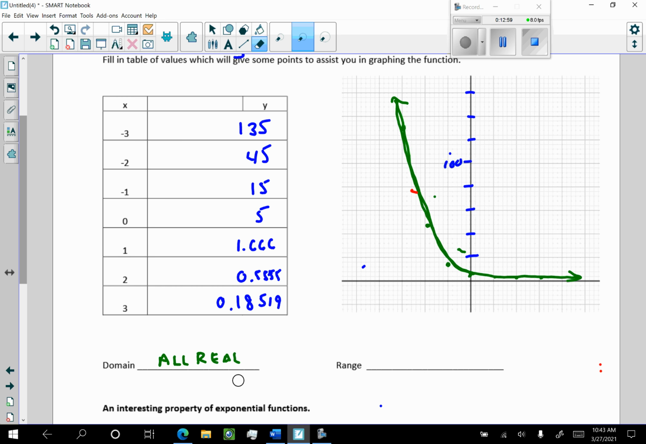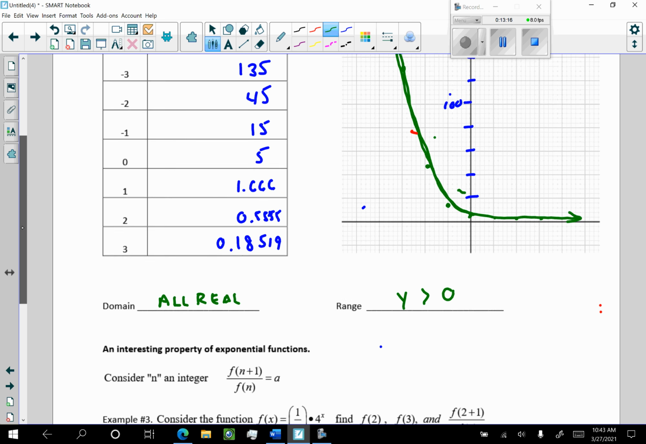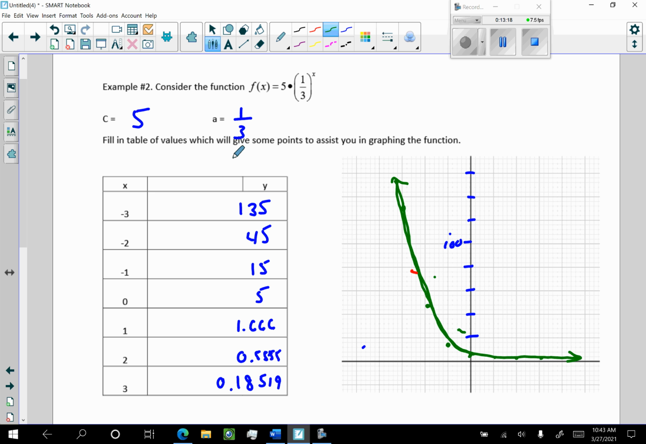We'll get that thing out of there. I don't know how we got there. And the range is y is greater than 0. So the only thing that changed between this example and the previous one was this decreases, and it decreases because of this a, 1/3.